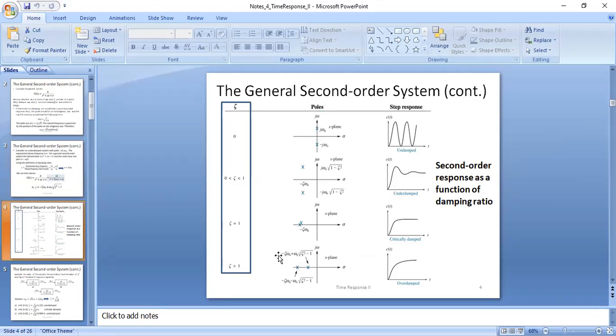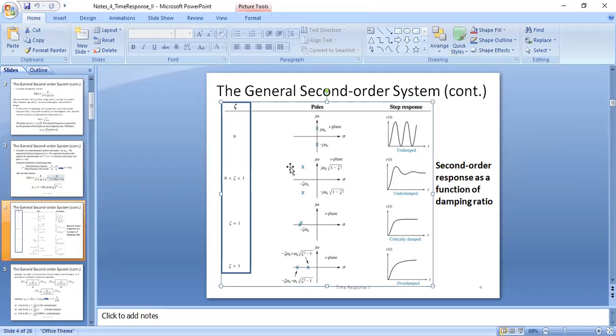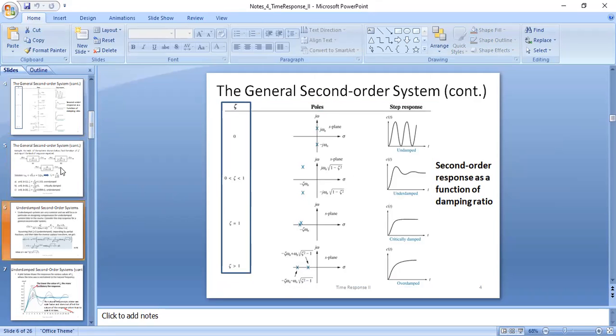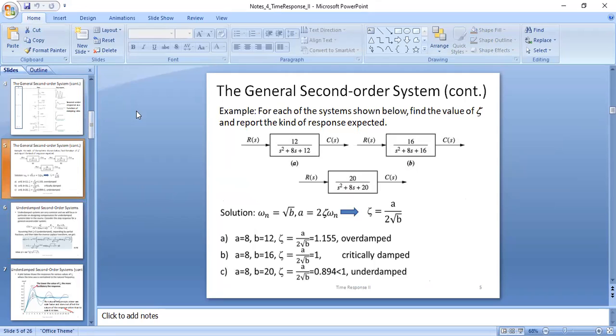Yesterday we already discussed that when zeta is 0, the roots are purely imaginary. When it is between 0 and 1, you will have complex roots. When it is 1, you will have repeated equal roots. Everything we already discussed yesterday. Now here, this is the question and you have to find the values.